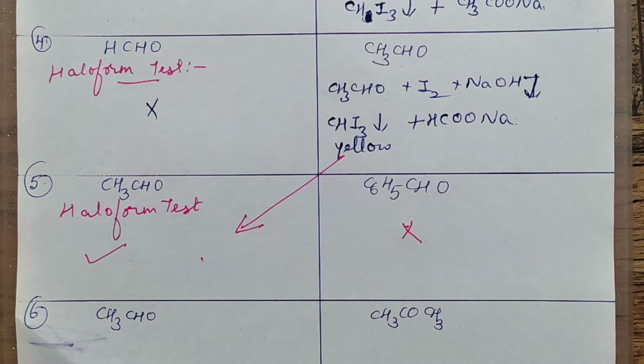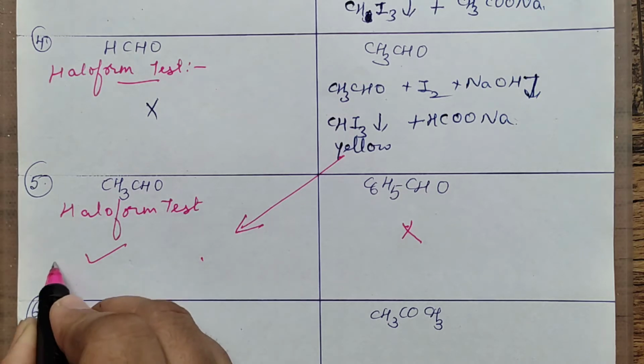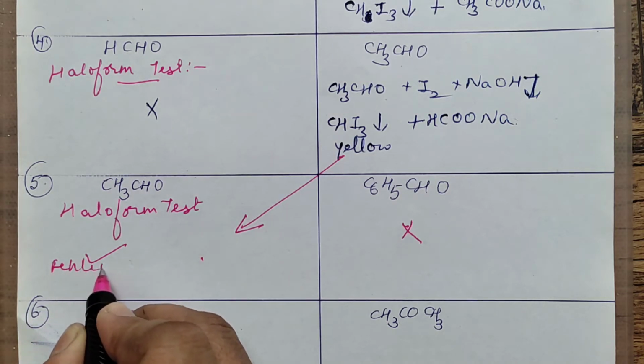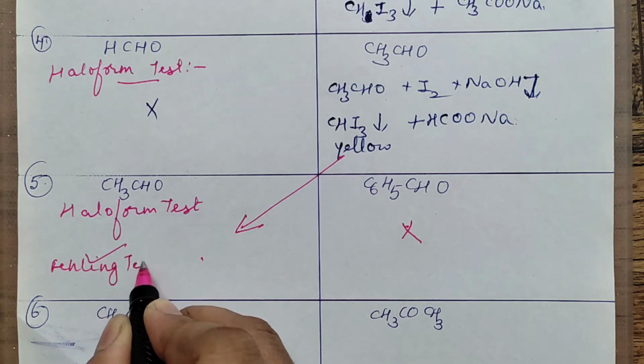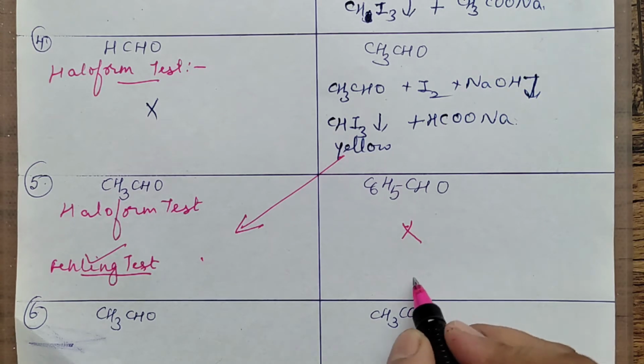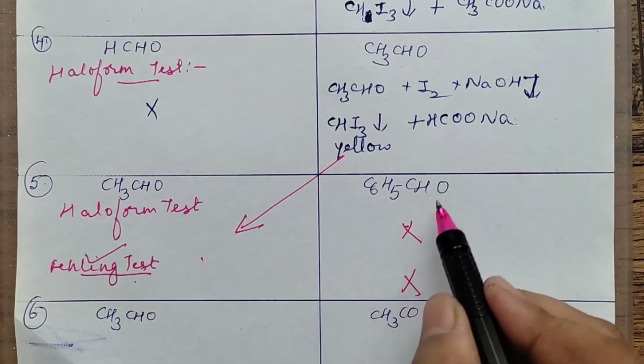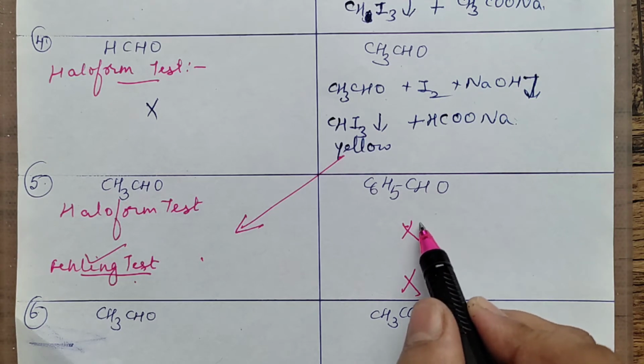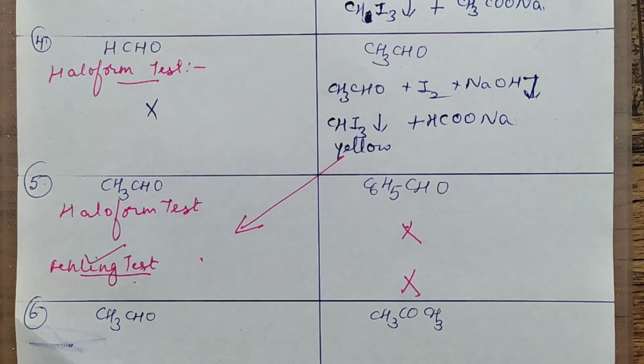Another thing, you can also use Fehling's test. We have studied that Fehling's test is not given by aromatic aldehydes. It is up to you whether you want to write haloform. That is also correct. If you want, you can write Fehling's test also. Benzaldehyde is an aromatic aldehyde, so it will not give Fehling's test. So benzaldehyde will not give haloform, and it will not give Fehling's test either.